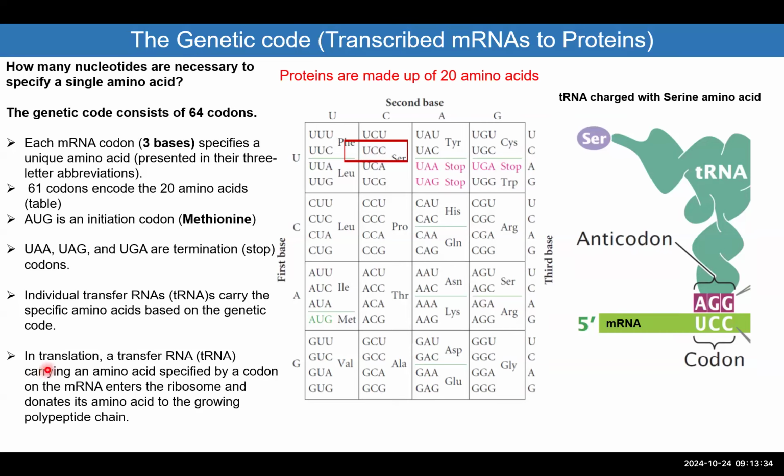So in the translation process, a transfer RNA carrying an amino acid specified by the codon on the messenger RNA enters the ribosome and donates the amino acid to the growing polypeptide chain. As the process of translation continues, we will read more of the sequence, and the transfer RNA will be donating amino acids, and the peptide will be generated.